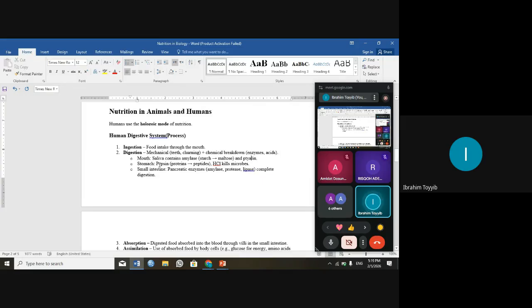another enzyme in the stomach. The first enzyme that will digest protein in the stomach is what? It's called pepsin. And it will break down protein into what? Into peptides. In the stomach, we also have hydrochloric acid that will kill the microbes in the stomach.